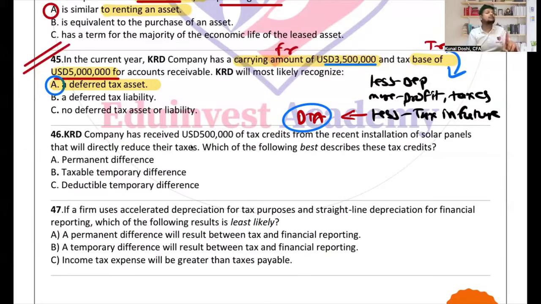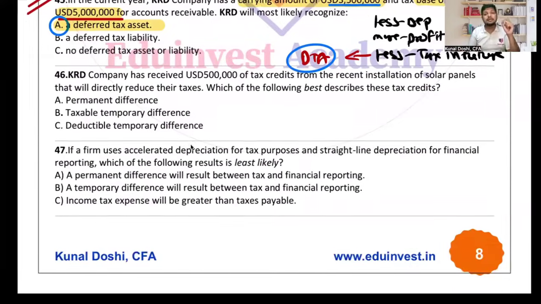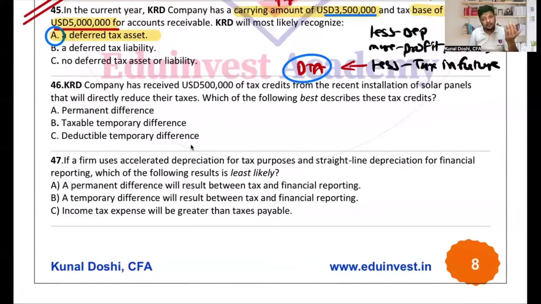Clear? But always remember, you record a DTA or DTL only if it's a temporary difference and it is expected to reverse. But look at this question. Company received 500,000 of tax credit from the recent installation of solar panels by the government that will directly reduce their taxes. Guys, tell me first of all, is this a permanent difference or a temporary difference?